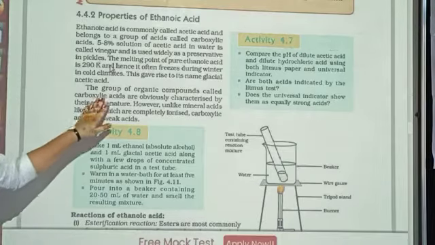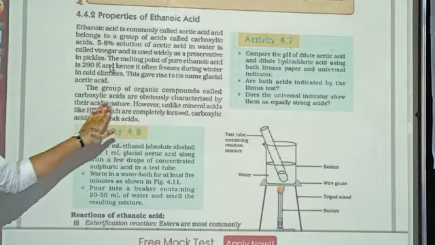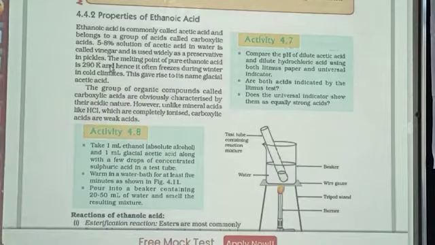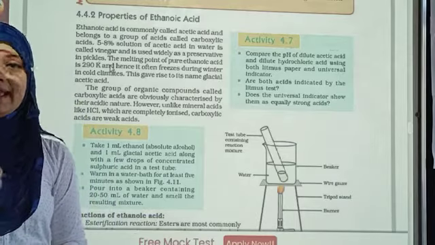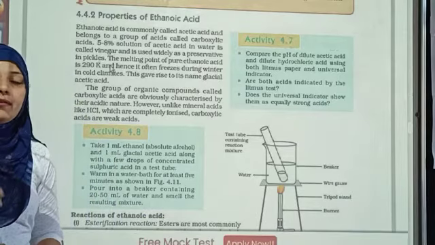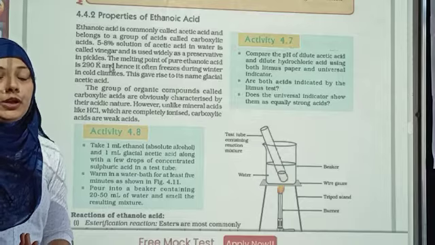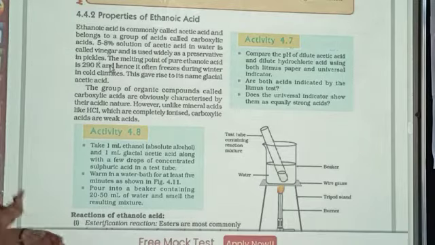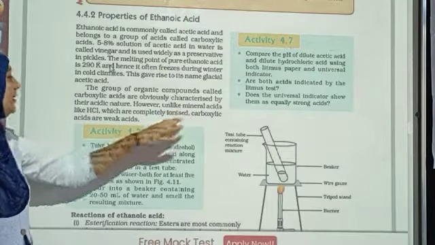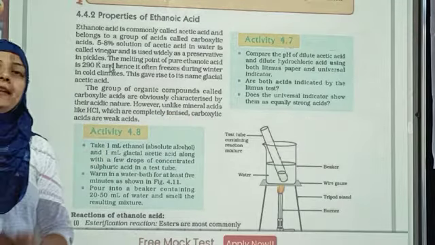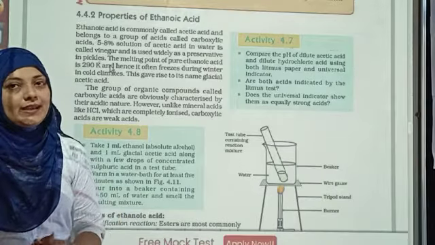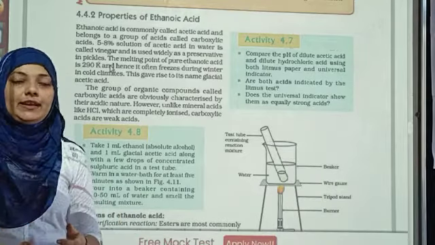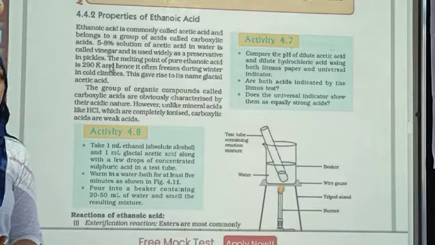The group of organic compounds called carboxylic acids are characterized by their acidic nature. Whenever we say acids, they have characteristic phenomena and different types of characteristics. However, unlike mineral acids, as I told you, they cannot go for complete ionization, and as it is a weak acid, we can consume it. We can take in acetic acid.